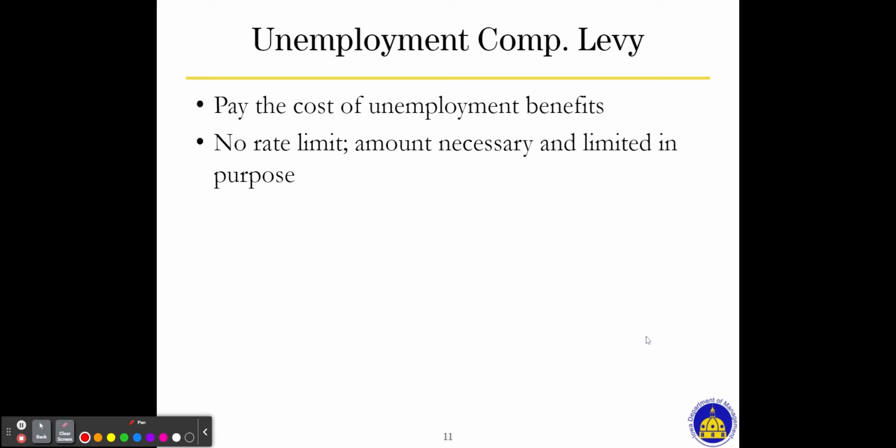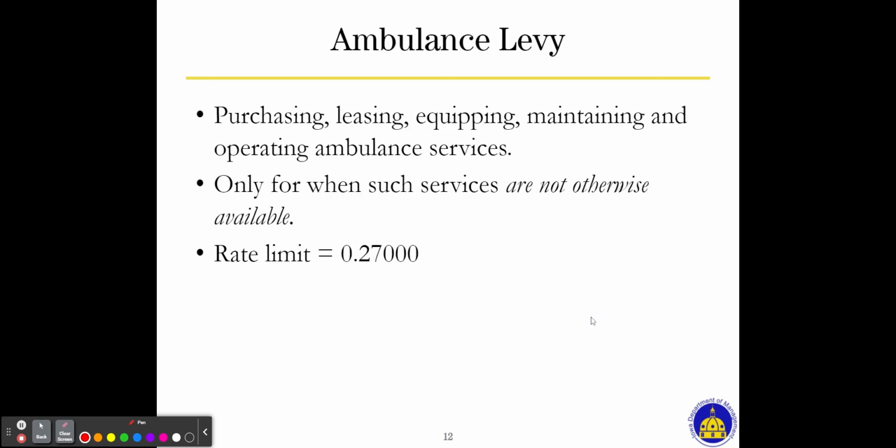Unemployment compensation levy, it's to pay the cost of unemployment benefits, and there is no rate limit, but it is the amount necessary and limited in purpose. Ambulance levy for purchasing, leasing, equipping, maintaining, and operating ambulance services. It's only for when services are not otherwise available. So it's not for situations where there's several ambulance options within a county. The rate limit there is 27 cents per thousand.